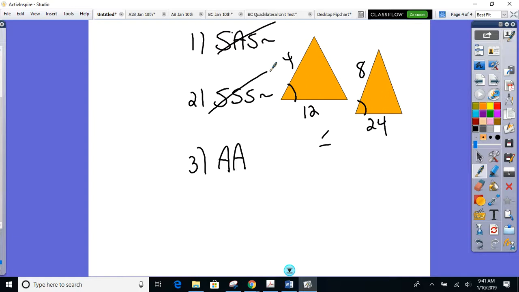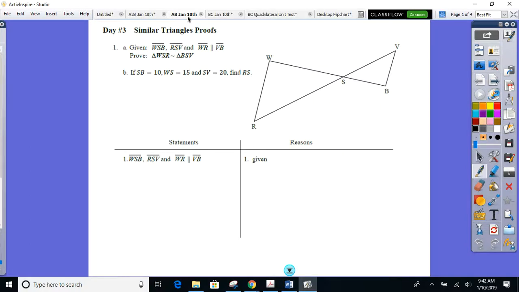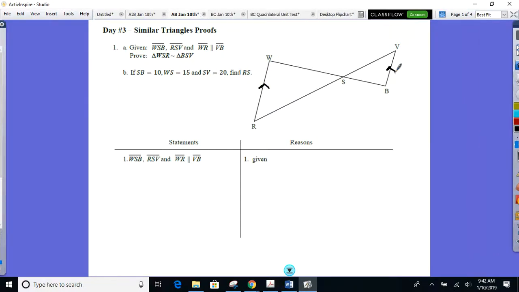So when we do a statements reasons and they ask us to prove them similar, the only way we're going to do it is angle, angle. Let's go with this first one, pretty easy, and a good midterm review because a lot of these theorems are old. I'm given parallel lines, WR and VB. First, prove why the triangles are similar.